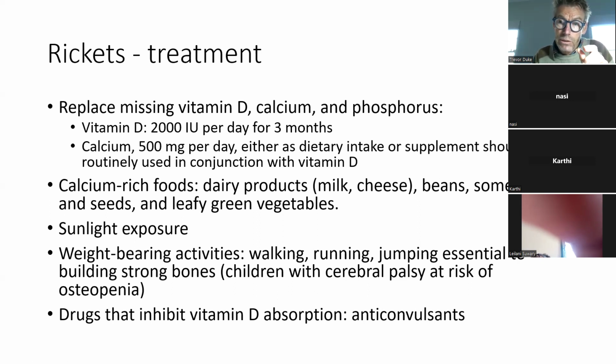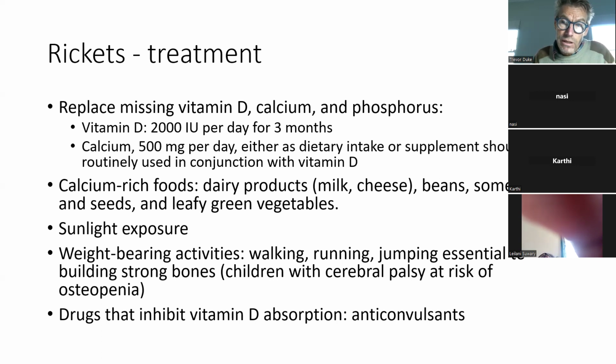Usually they come in tablets or capsules of 1,000 units, so you have to give 2 of them per day for 3 months. And calcium, again, usually comes as tablets of 500 milligrams. I usually add the dietary supplement, but also in conjunction with calcium-rich foods that also have phosphate in them. So milk and cheese, dairy products, particularly beans, have calcium and phosphate. Some nuts and seeds and green leafy vegetables. So a balanced diet will contain enough.